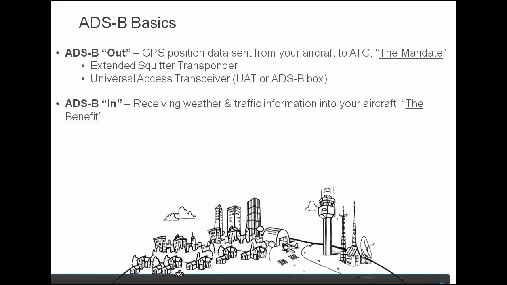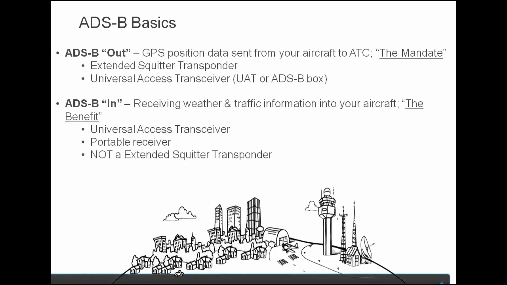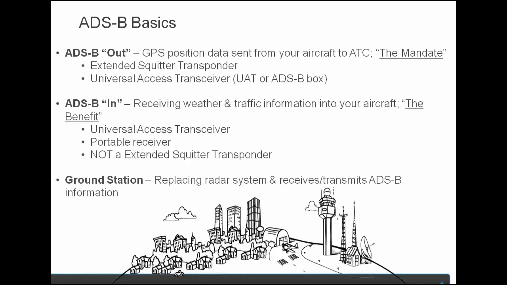ADS-B In. This is the benefit, and this is not mandated. You do not have to have ADS-B In. But this is where you receive weather and traffic coming up to your aircraft. Now, the universal access transceiver can do this, so the GDL 88 can also receive ADS-B traffic and weather. A portable receiver, such as the GDL 39, will also bring in traffic and weather. One thing to remember, though, is extended squitters do not receive ADS-B In. We still have a lot of customers and pilots coming to the booth at shows getting confused, thinking the transponder can bring this information in.